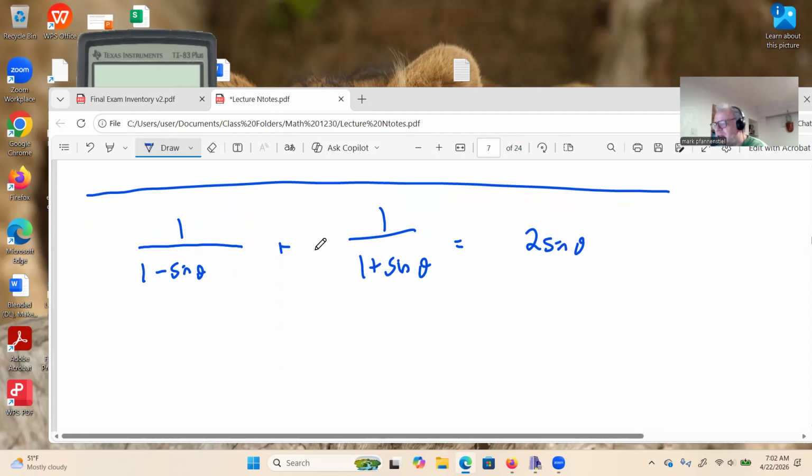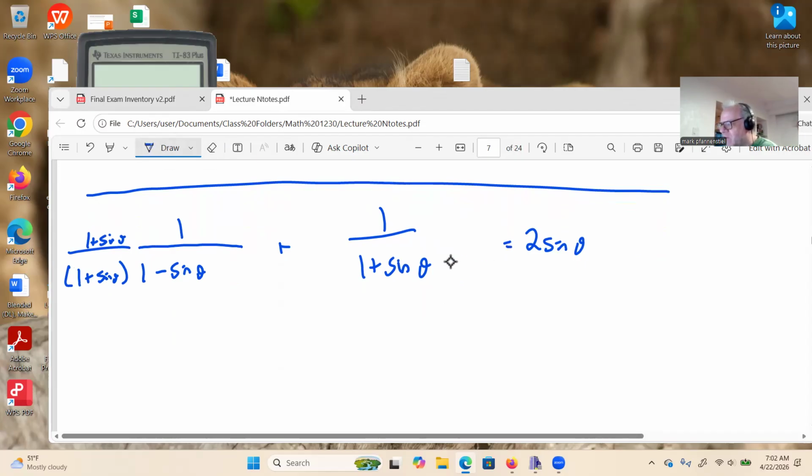Well, on this problem, we have two fractions. Maybe we can try to add them. So I'm just going to get common denominators here: 1 plus sine theta over 1 plus sine theta. Over here, I'm going to move this equal sign a little bit further.